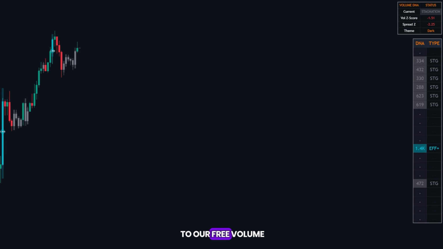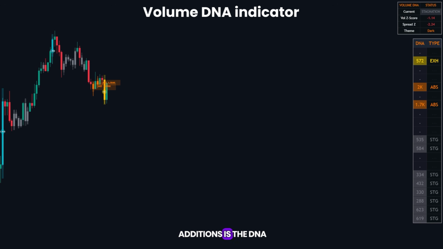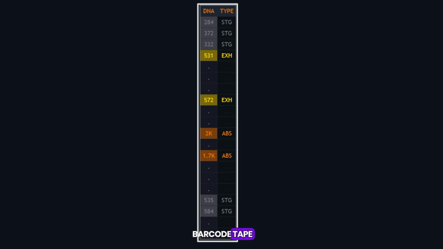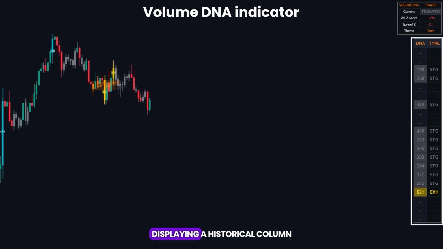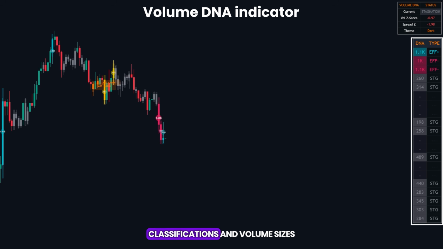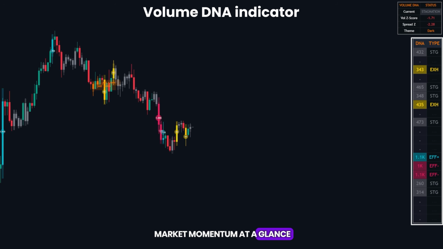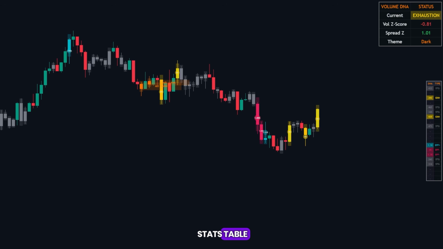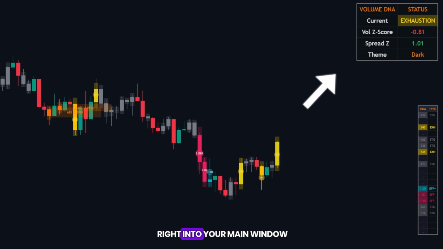Now let's get back to our free volume DNA indicator. One of the coolest additions is the DNA barcode tape. Located right on your chart, it acts as an institutional activity feed, displaying a historical column of recent bar classifications and volume sizes so you can read market momentum at a glance. Combined with the live stats table tracking your real-time volume and spread Z-scores, you have an entire order flow dashboard built right into your main window.